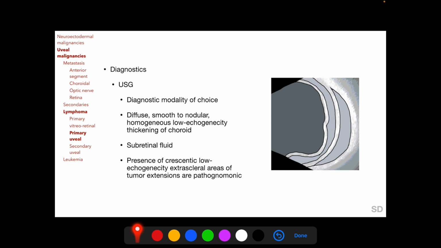B-scan ultrasonography is the diagnostic modality of choice in primary uveal lymphoma, which shows a diffuse smooth to nodular choroidal thickening which is homogeneous with low echogenicity. Subretinal fluid may also be detected in the B-scan, but what is characteristic and pathognomonic of primary uveal lymphoma are presence of extrascleral crescentic areas of low echogenicity representing extrascleral extension of the tumor.